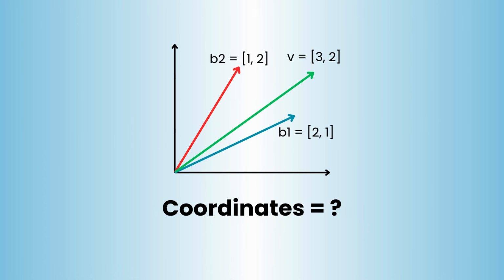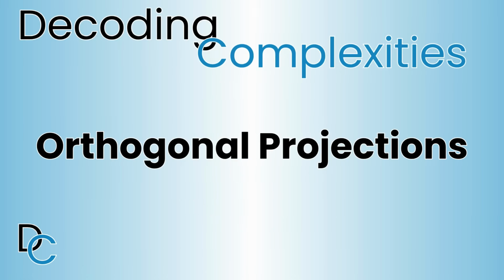What if our building blocks aren't at a perfect 90-degree angle? What are the coordinates of vector v now? How much of b1 and how much of b2 do we need to build v? Suddenly, our simple problem is a lot harder. To solve this, we need the most useful tool in linear algebra, the orthogonal projection.